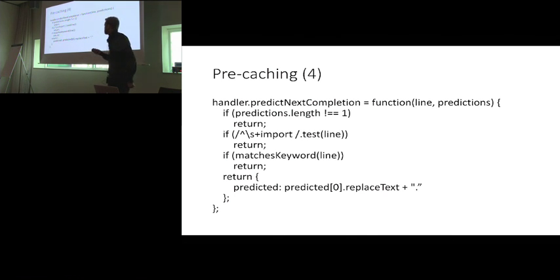So this is a bit of JavaScript code. But I'm going to walk you through this. I think this one is important. So the first thing we're going to do is look at, is there just one prediction? And if there's more than one, then we're going to make it easy for ourselves and just exit right now.